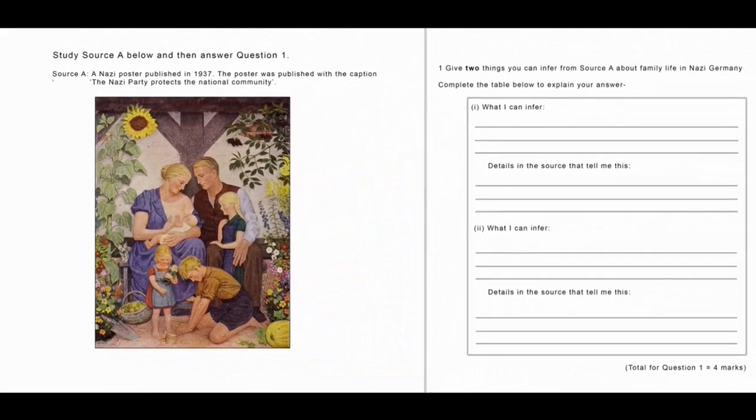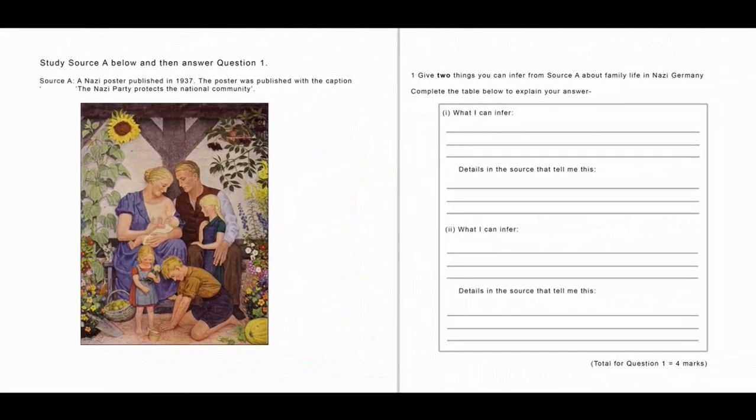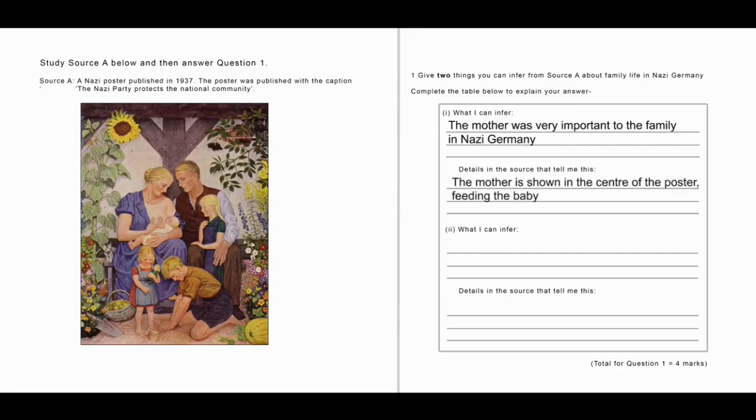If you just make an inference but then don't back it up from the source, you're not making a supported inference. And if you describe the source or you impart some sort of knowledge about the topic area without relating that in any way to the source, then you're not making an inference. So with the source that we've got here, some of the example that the exam board gives is the mother was very important to the family in Nazi Germany. So that's your inference. The mother is shown in the very center of the poster feeding the baby. That's the details from the source that you're using to support the inference.